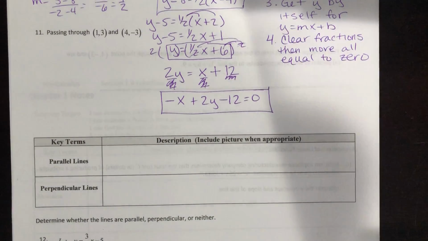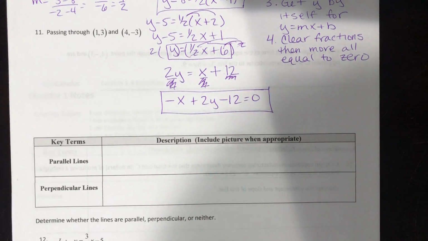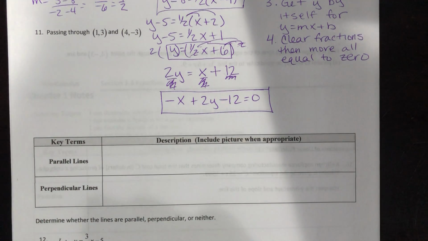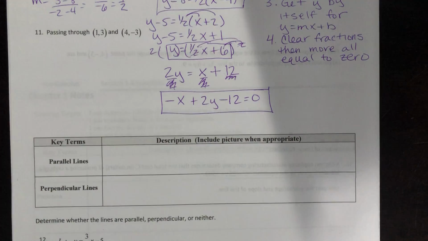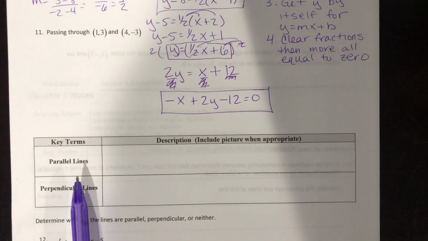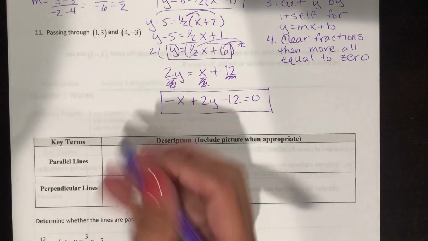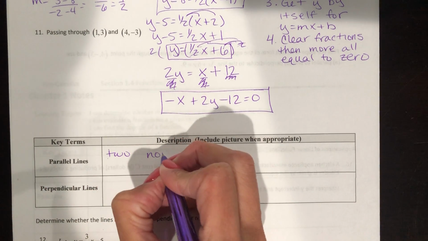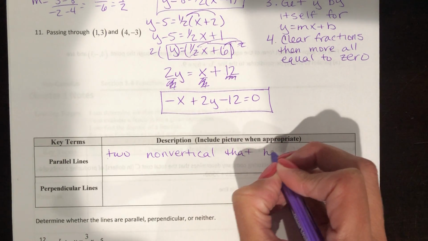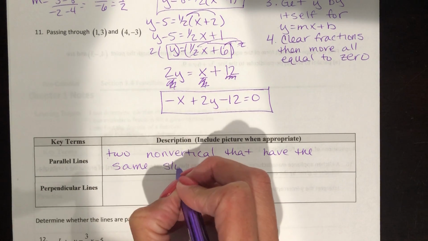Welcome back. We are still in chapter 1.3, working on linear equations in two variables. We have a couple of key terms to go over, and then we can start on our first learning target. Parallel lines are two non-vertical lines that have the same slope. And it would look like this.